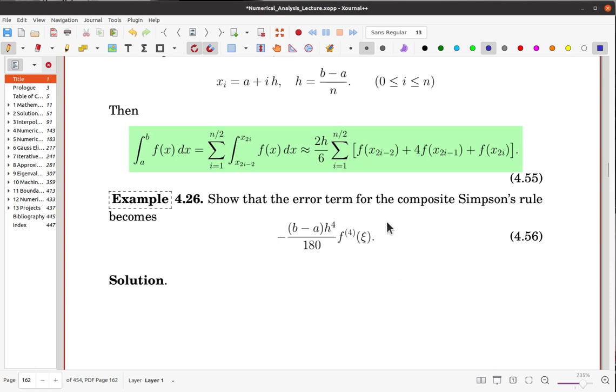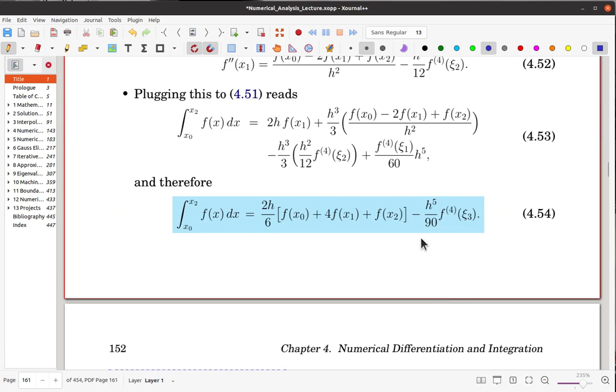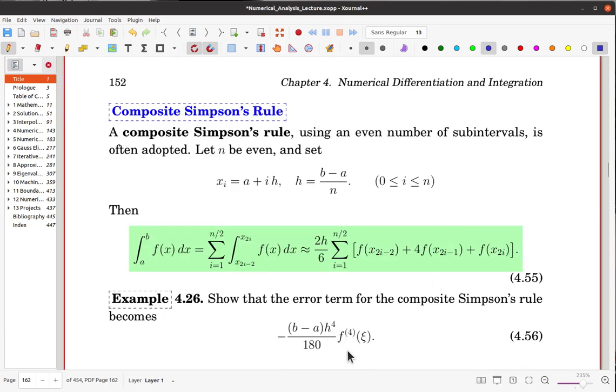Show that the error term for the composite Simpson's rule becomes this. You can prove this quite easily. For each two subintervals, it has this error, and now we have to add this error n over 2 times. Then you can get this result. The way of getting the error is quite similar to the composite trapezoid rule, so you can do it yourself.